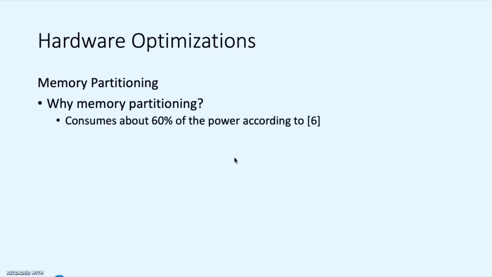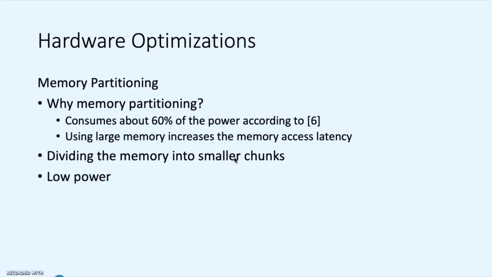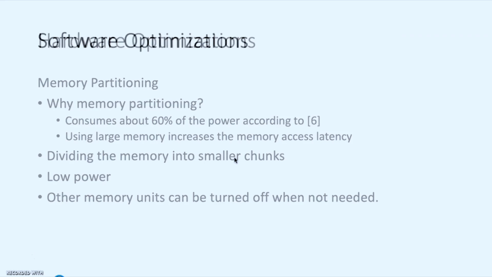So let's talk about why you have to do memory partitioning. Memory consumes about 60% of the total power according to a paper. And as mentioned earlier, larger memory increases memory access latency. So the basic idea is that you divide a large memory into smaller chunks of memory, and then when you're using a particular part of memory, all other memory units can be turned off, which means you're using less power and you're getting your work done. So in this way you can optimize the power.